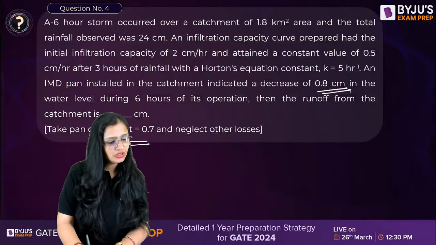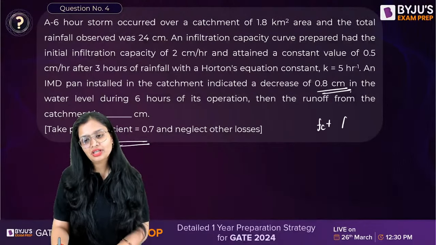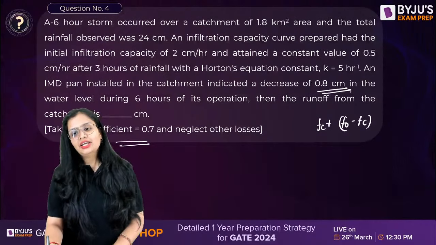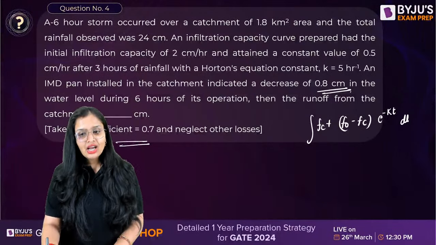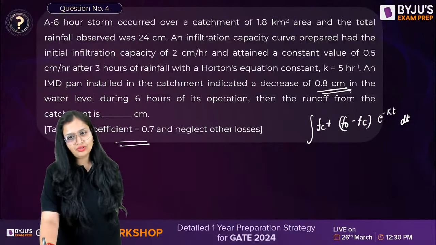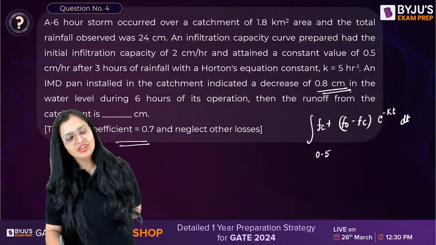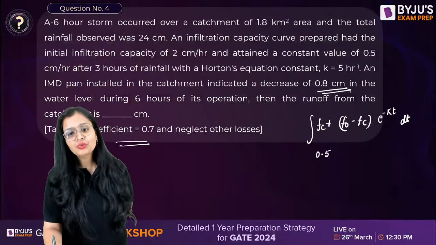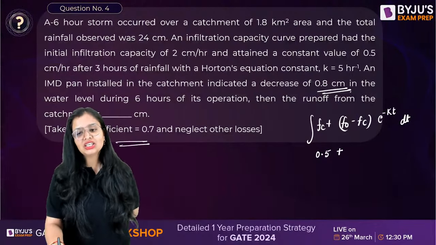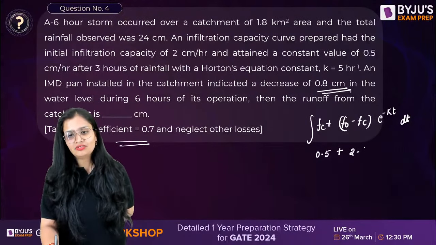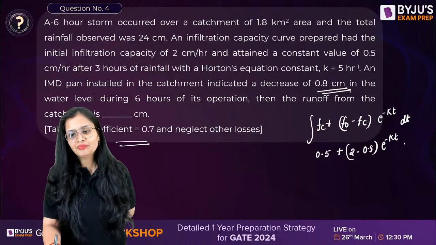So how will you guys proceed for this question? Come on guys. You know Fc plus F naught minus Fc e to the power minus kt. This is the formula. So we'll just integrate it. What is Fc and what is F naught? Fc attains a constant value, that is final infiltration is 0.5, which is given to you. Initial infiltration is given to you in the question. How much is given in the question? Initial infiltration 2 centimeter per hour. Final is 0.5, e to the power minus kt dt.